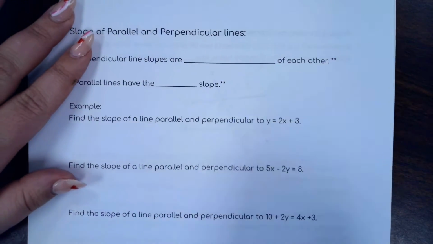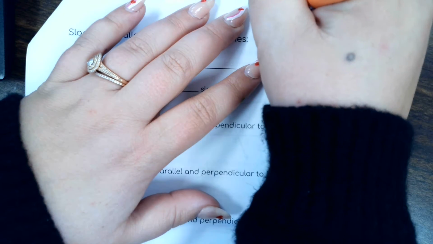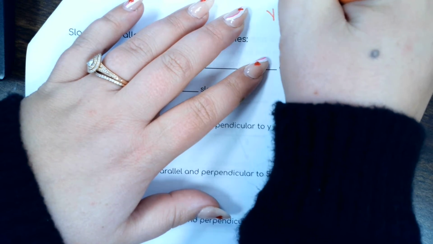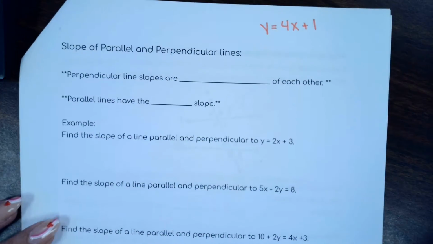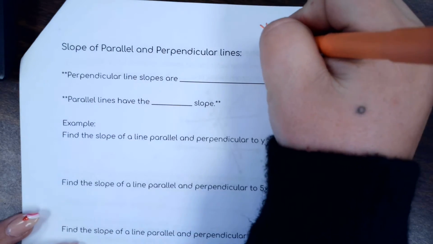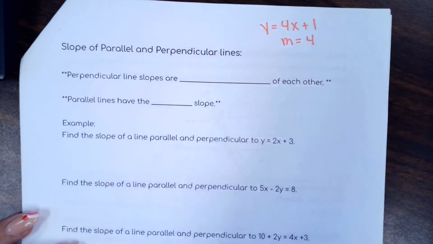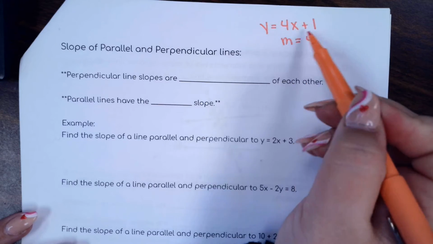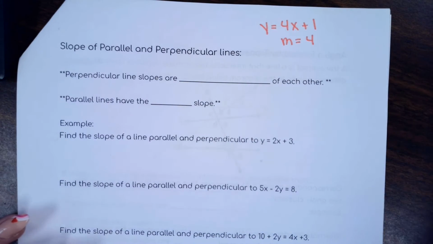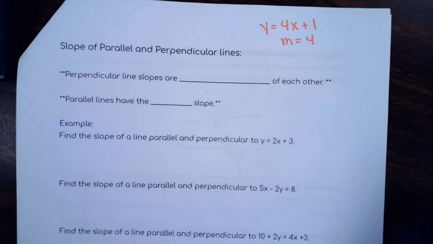Today we're going to talk about the slope of parallel and perpendicular lines. So if you remember, we reviewed how to identify slopes, right? If I have an equation like this in slope-intercept form, that means our slope, which we use m to represent, would be 4. When it's in slope-intercept, it's the number that's the coefficient of x.